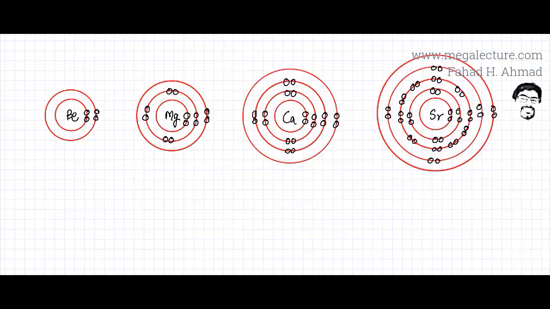And over here I've drawn the simplified electronic structure of the elements. Just to show you the trend, I've drawn the electronic structure of beryllium, magnesium, calcium and strontium. You're going to notice that each element has 2 electrons in its outermost shell, just as I stated earlier. So all of them have 2 electrons in their outer shells.